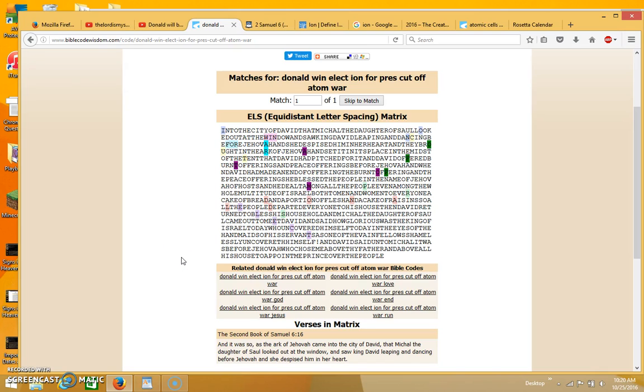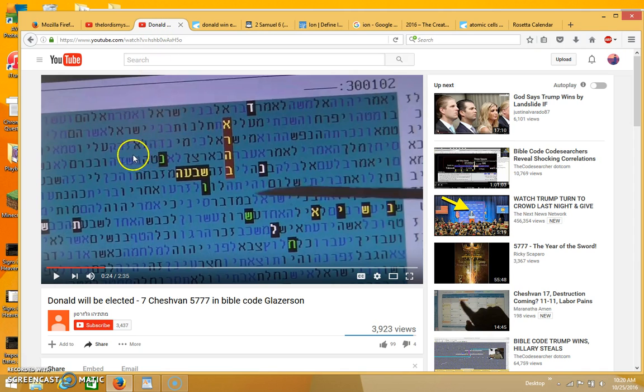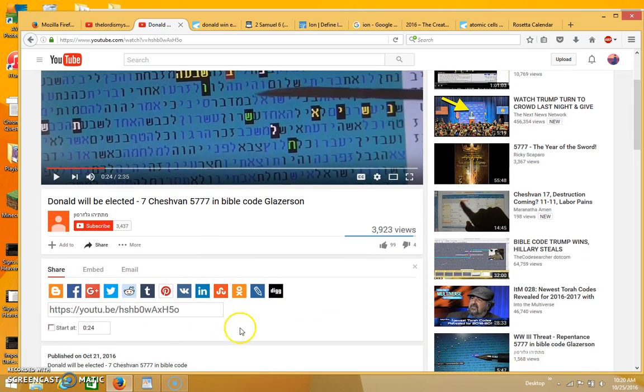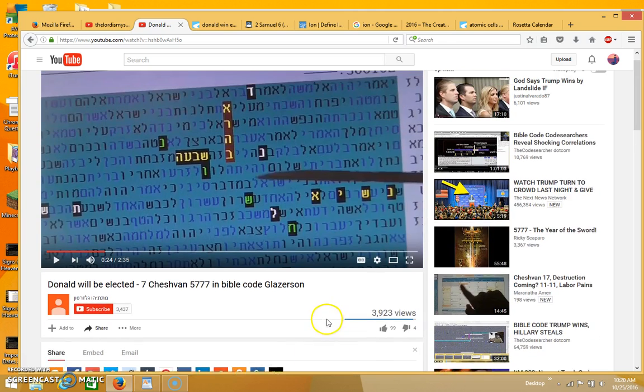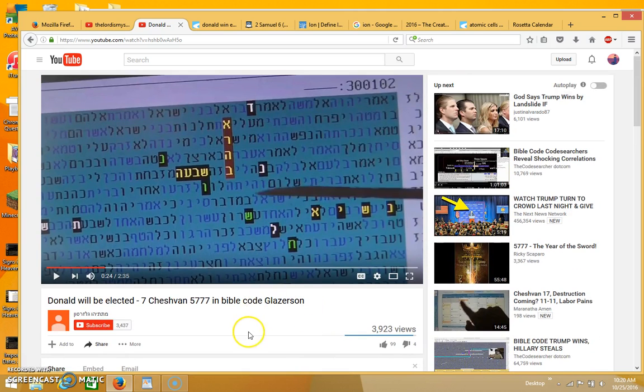Hi everyone, I have a Bible code that I would like to share with you, and this Bible code is actually based on one that I just watched that was done by Rabbi Glazerson. He actually did it a few days ago, but it just came up on my home page and I watched it this morning, and it's titled Donald Will Be Elected 7 Heshvan 5777 in Bible code Glazerson.